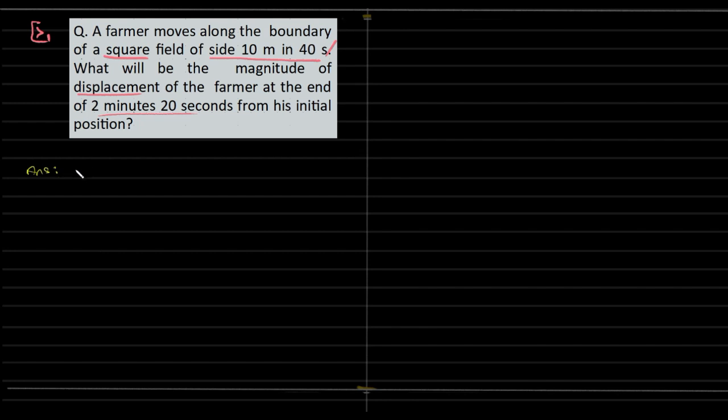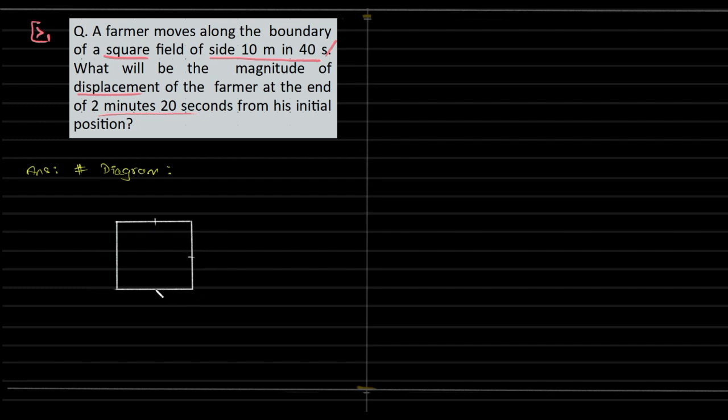So first thing is, let's draw a diagram. It helps us understand and visualize things properly. So first thing is, we need a square. What is the length of the side of the square? Yes, it is 10 meters.